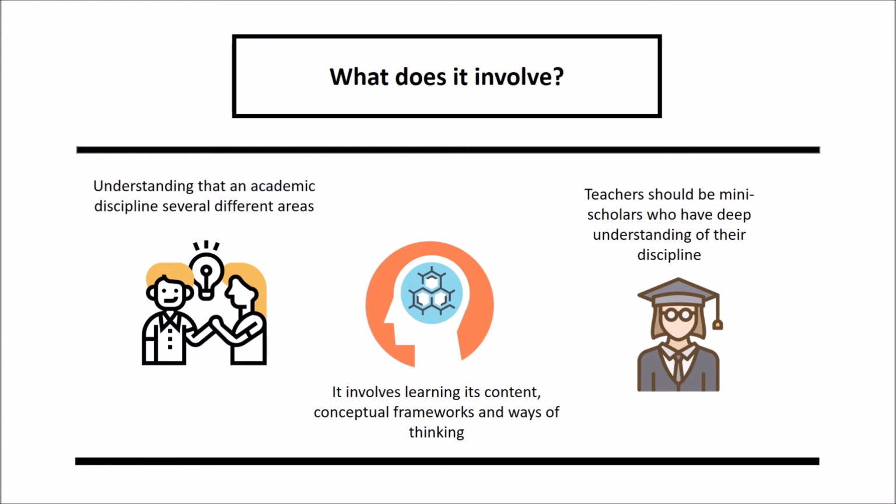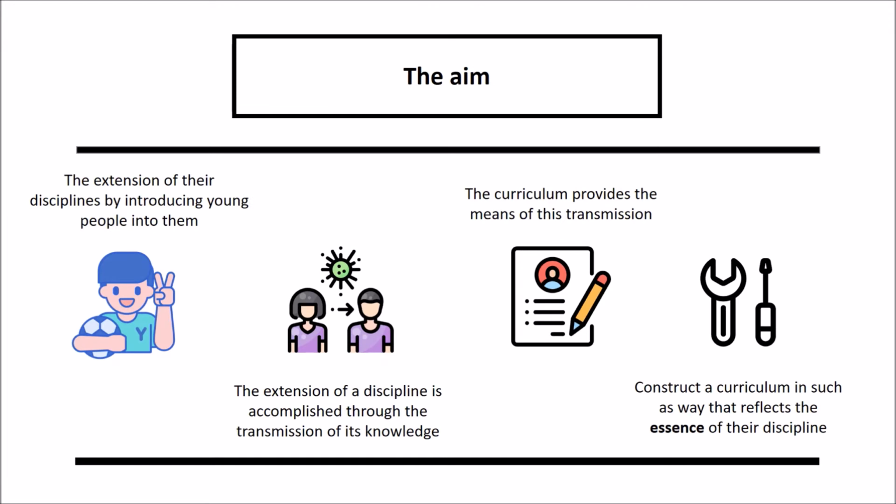So we have an understanding of the academic discipline in several different areas. It involves learning its contents, its conceptual frameworks, and the ways of thinking in that subject. So if I'm thinking in history, that's a different thinking process to when I'm in a dance lesson. And teachers should be mini scholars who have a deep understanding of their discipline. And the main aim of this is the extension of your discipline by introducing young people into them.